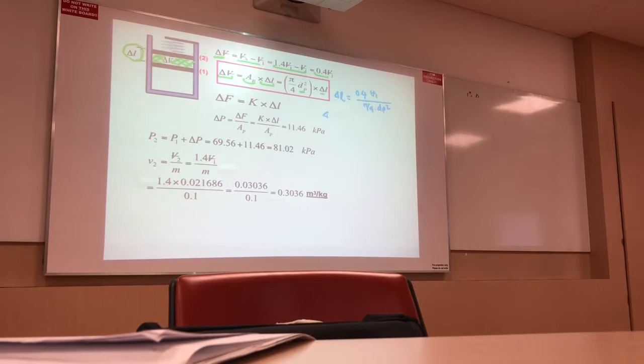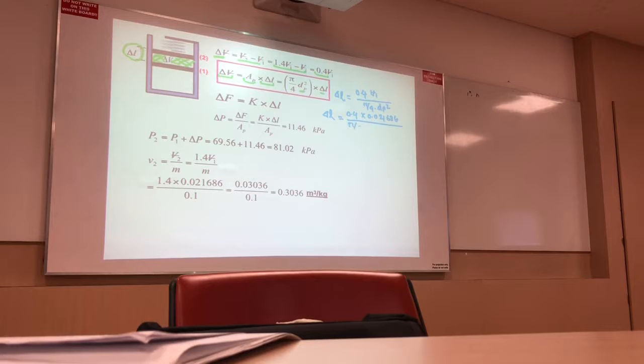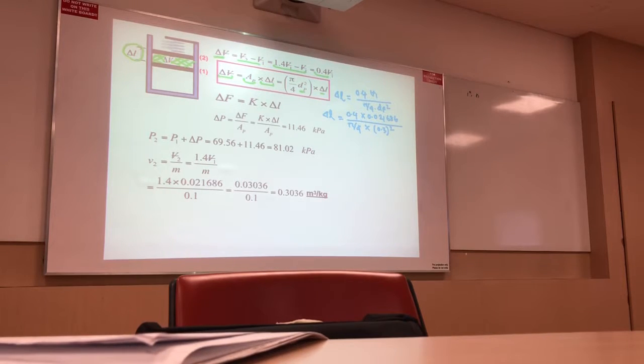Then I can write delta L becomes 0.4 times V1, which is 0.021686, right? And pi by 4. What is dp? 30 centimeter, right? 30 centimeter is 0.3 meter square. From here to here, what is dp? dp is 30 centimeter, so you should write 0.3 meter.